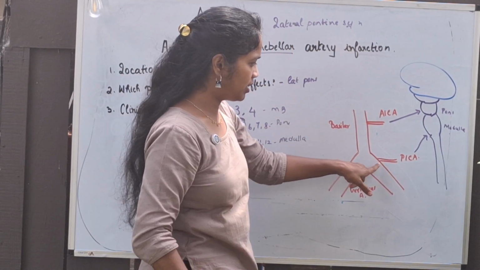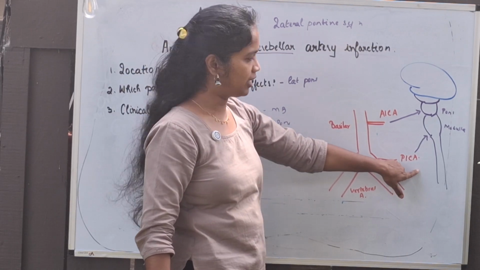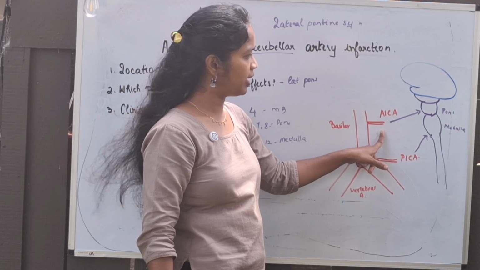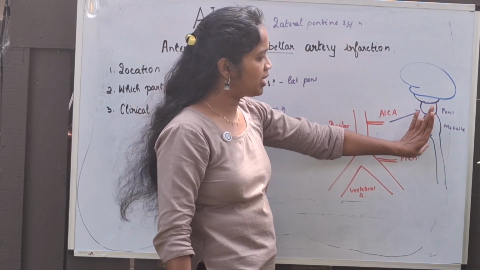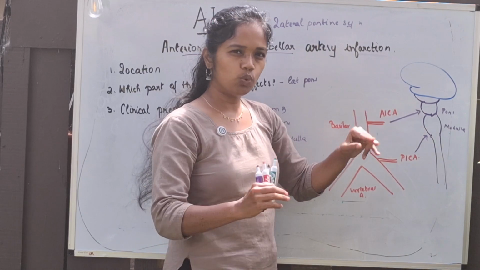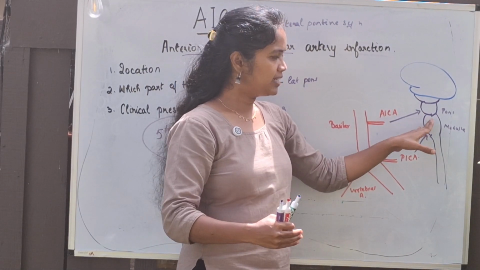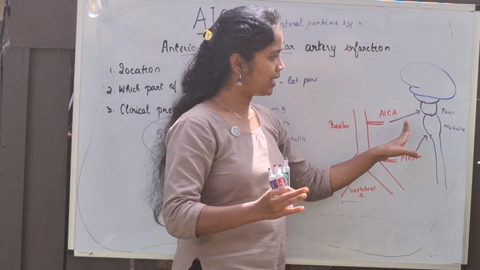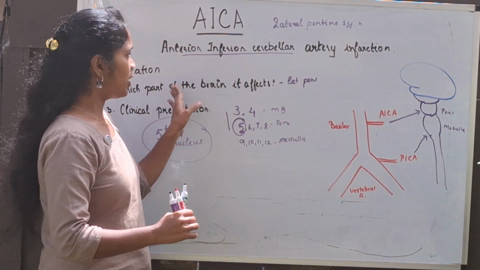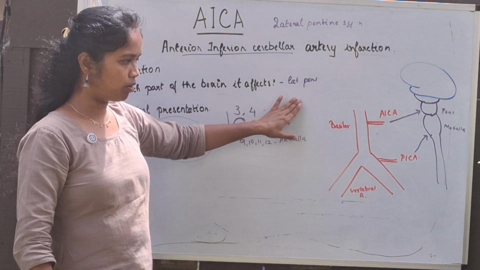The vertebral artery will give rise to the posterior inferior cerebellar artery, and the basilar artery will give rise to the anterior inferior cerebellar artery. The posterior inferior cerebellar artery supplies the medulla, and the anterior inferior cerebellar artery supplies the pons. Which part of the medulla and pons? PICA supplies the lateral part of the medulla, and AICA supplies the lateral part of the pons. Now, which part of the brain does it affect? The lateral pons.